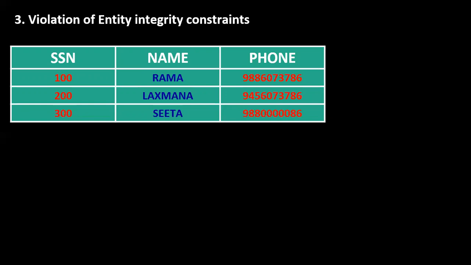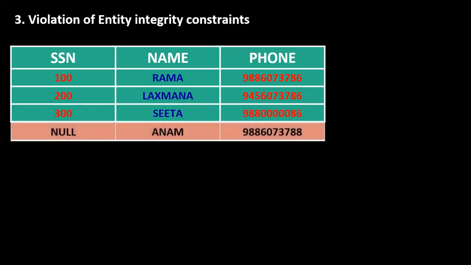Next, entity integrity constraint: the primary key cannot be null. In this example, SSN is a primary key. All values are unique and not null. I have entered a new row, giving the name, num and phone number, but for the SSN column I have not entered a value. I kept it null. As SSN is a primary key, it will not allow a null value, so it will say the entity integrity constraint is violated.